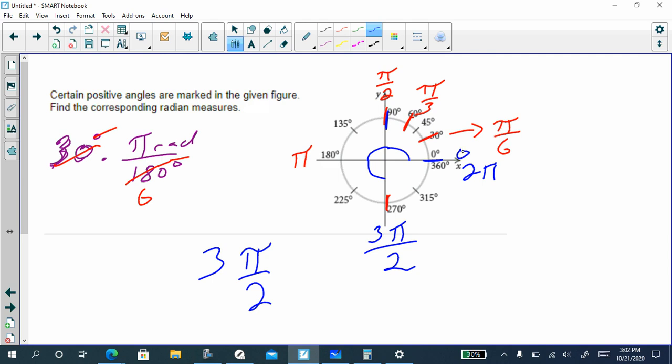And the rest of these are multiples of 45. So if we take 45 degrees and convert it, pi radians over 180 degrees, the degrees cancel. 45 goes into 180 4 times. So pi over 4 is the radian equivalent of 45 degrees.